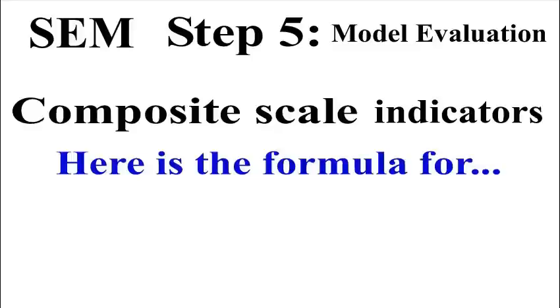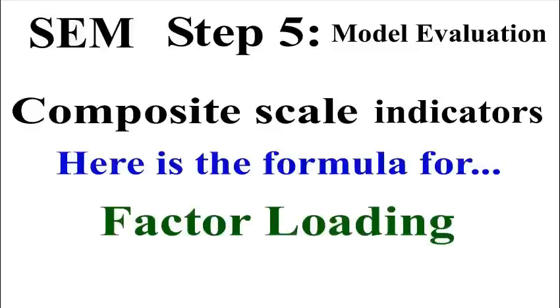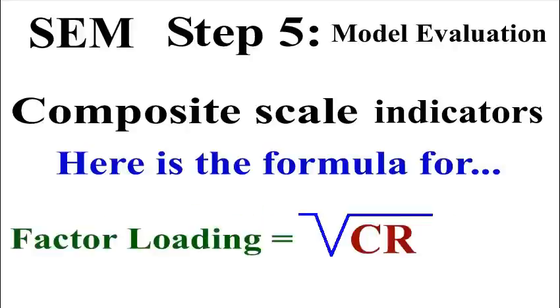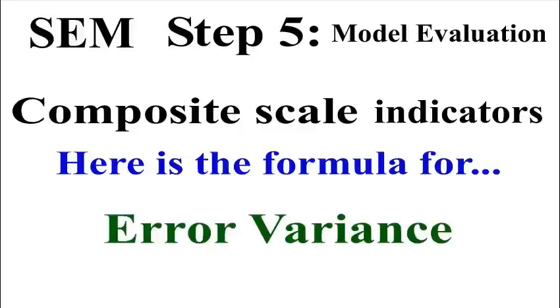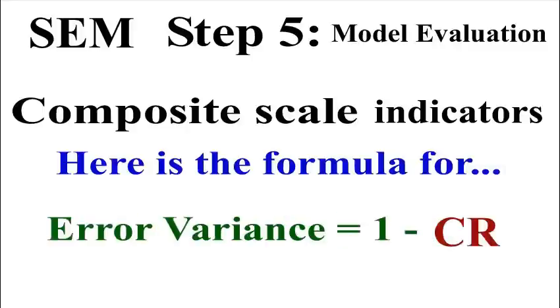And here's the formula for the factor loadings to calculate the factor loadings onto the composite scale indicators. We simply take the square root of whatever the CR was for each of the constructs. And to calculate the error variance, it's almost as easy. You simply subtract whatever the CR was for each construct from one.